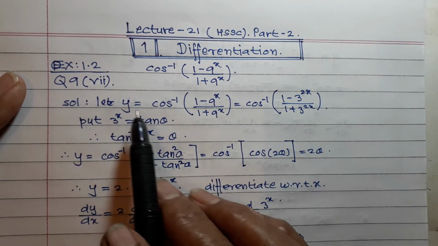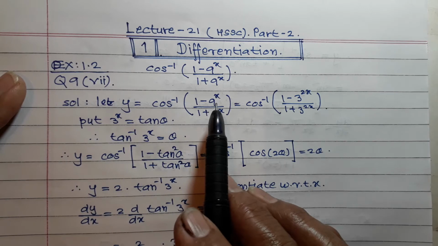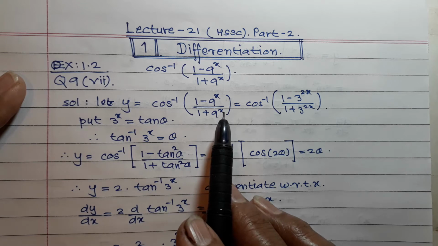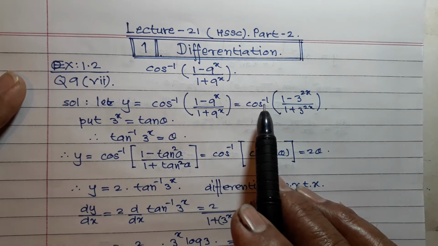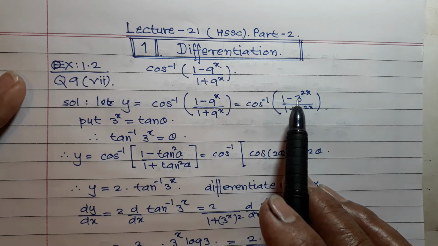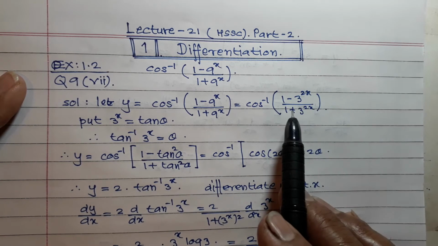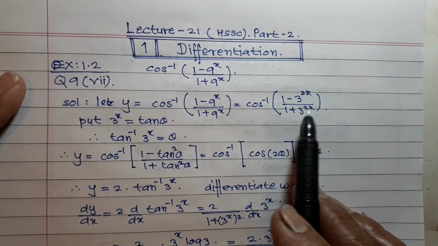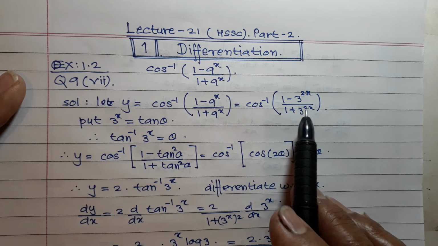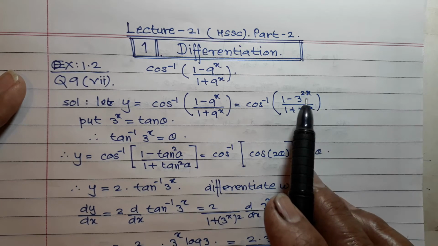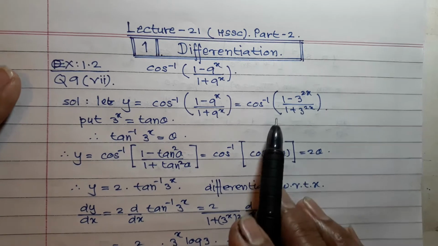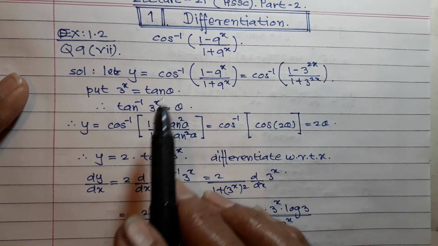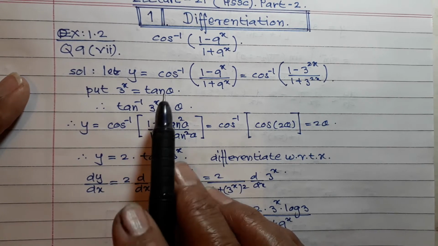Now, solution. Let y is equal to cos inverse of (1 minus 9 raised to x) upon (1 plus 9 raised to x), which is equal to cos inverse of (1 minus 3 raised to 2x) upon (1 plus 3 raised to 2x). So I make a square here. Put 3 raised to x is equal to tan theta, and therefore tan inverse 3 raised to x is equal to theta.